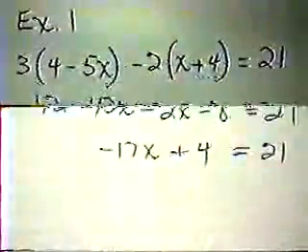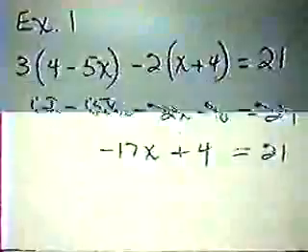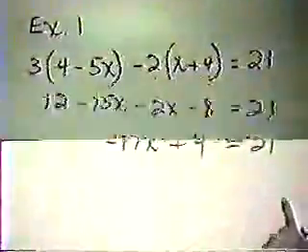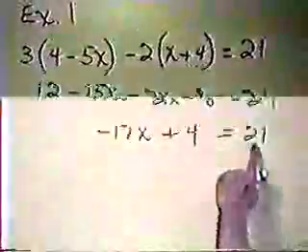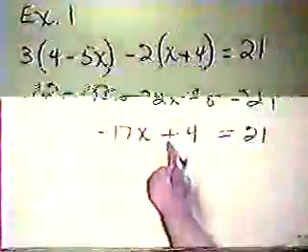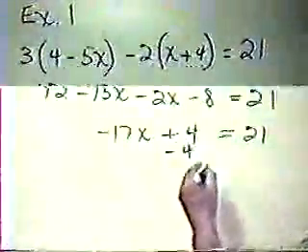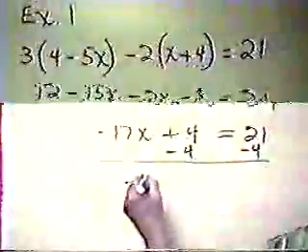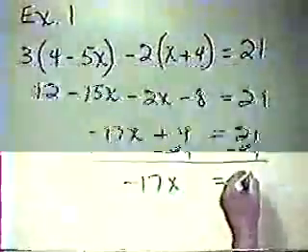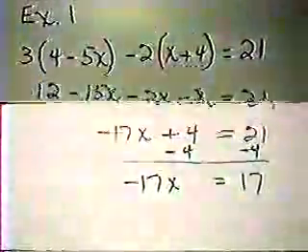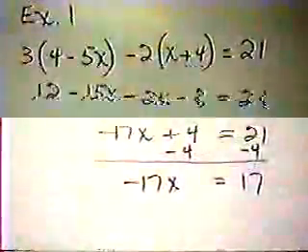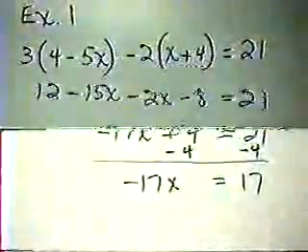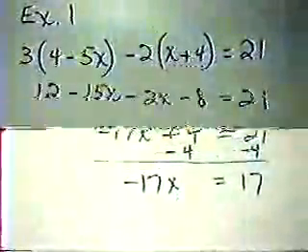It works in all cases. Don't be using that, well, if I move it across, I change the sign and all that garbage. You do it just like this. If you move anything across the equal sign, you do it by doing the opposite operation. This 4 is added, so we will subtract 4 from both sides. So we have a minus 17x is equal to 17. Now we want x by itself.